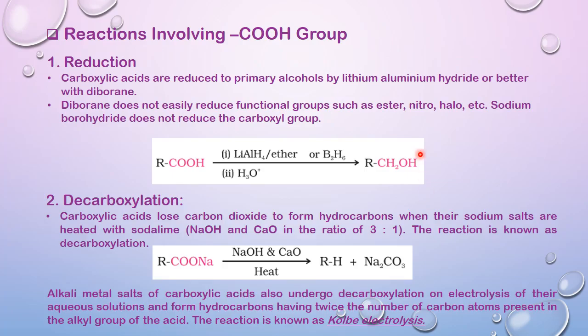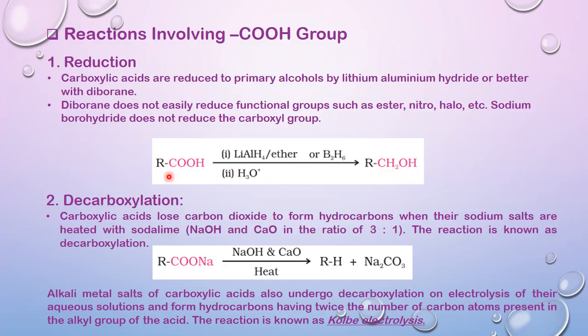Next, the chemical reactions involving the carboxylic acid group. Now, this also we have seen in the preparation of alcohol. When carboxylic acid undergoes reduction reaction in presence of a strong reducing agent like metal hydrides, for example, lithium aluminum hydride or boron hydride, and then after undergoing hydrolysis reaction, we are able to obtain the primary alcohol.